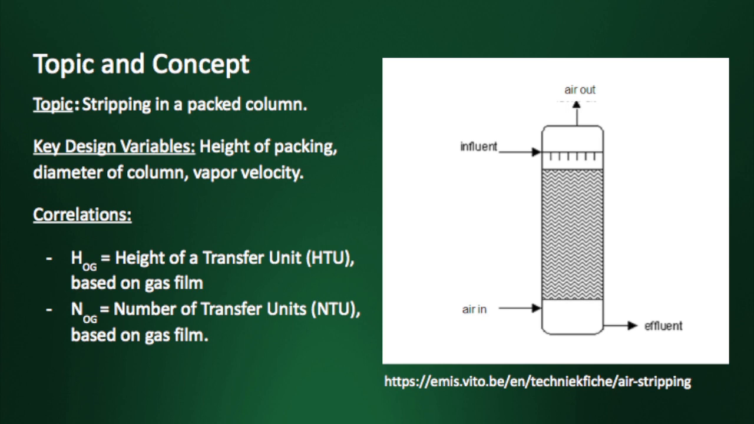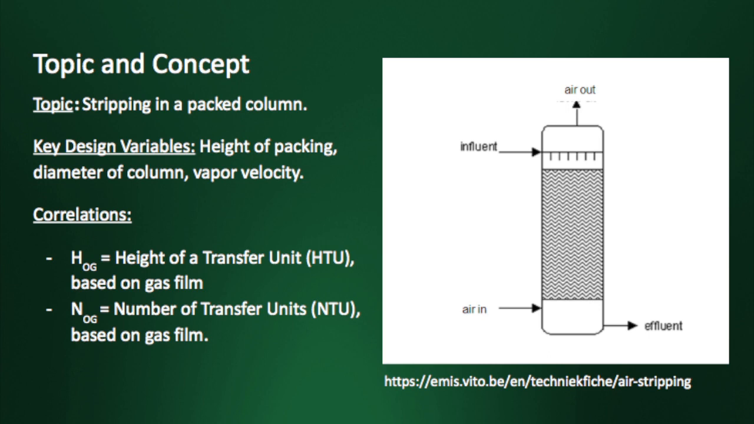Stripping is a process where components are removed from a liquid stream by a vapor stream. Stripping is usually carried out in a packed column as the packing creates a larger surface area per unit volume ratio. This is important due to the fact that the surface area available plays a large role in dictating the amount of mass transfer that will be possible.